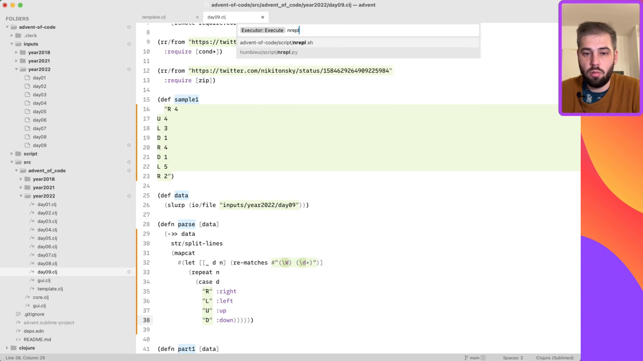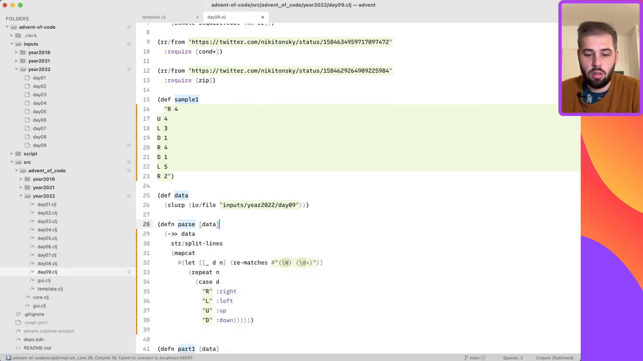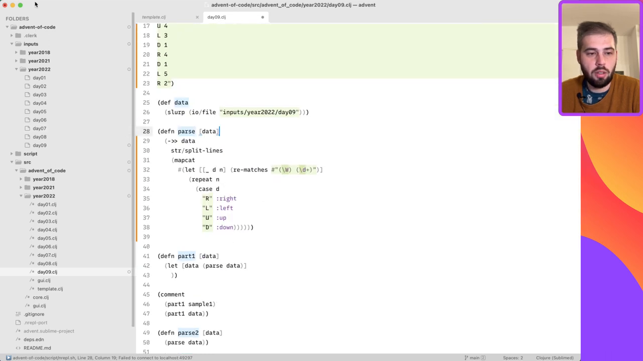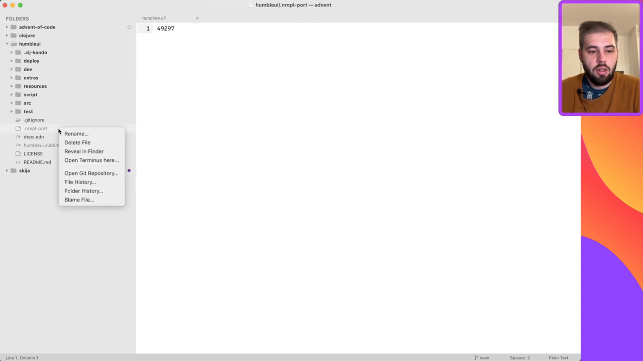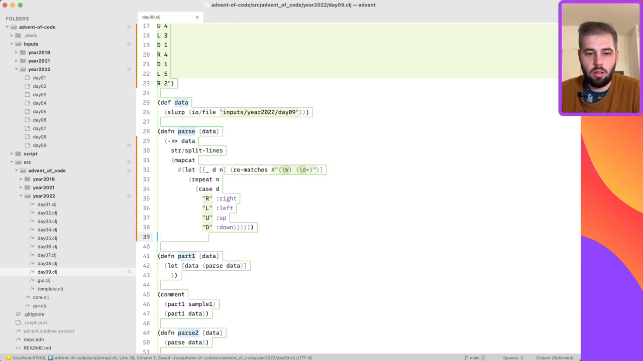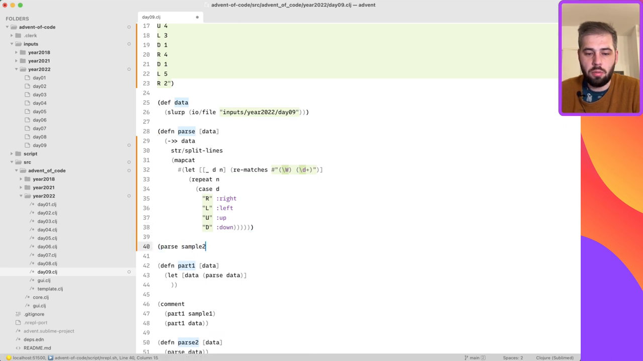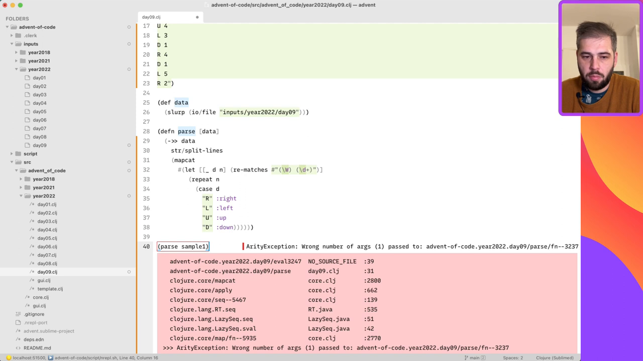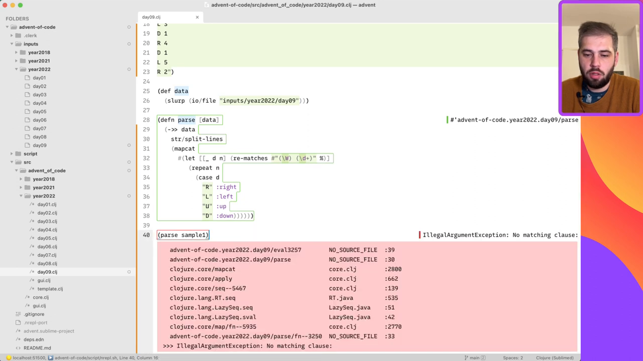We are going to run connect. I said connect. Oh my god. Connect, eval, and sample one. Bam, bam, bam. Yeah, we forgot to put the percentage here. No matching clause. Yeah, because, oh my god, yeah, of course.